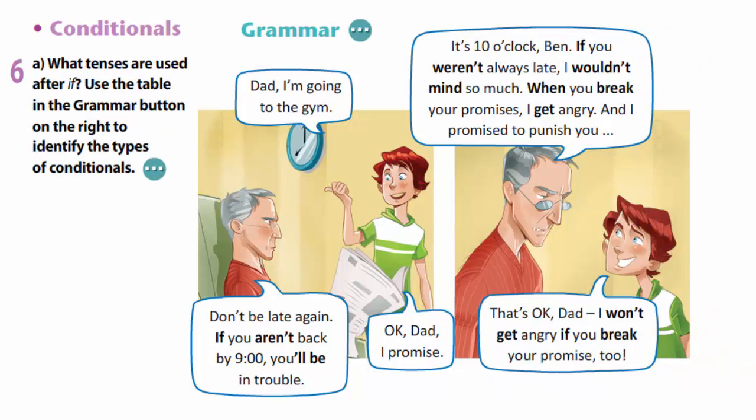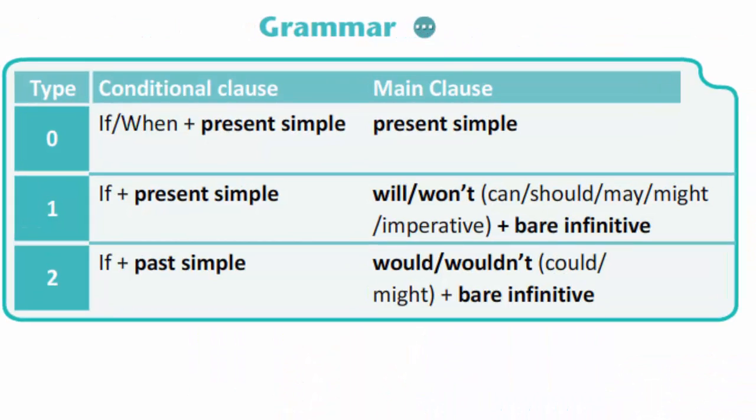What tenses are used after if? Identify the types of conditionals. Let's remember once again. Present simple is used in the conditional clause and in the main clause in zero conditional. In the first conditional, present simple is in the if clause and future simple in the main clause. And the second conditionals consist of past simple in the if clause and future in the past in the main clause with the verbs would or wouldn't.